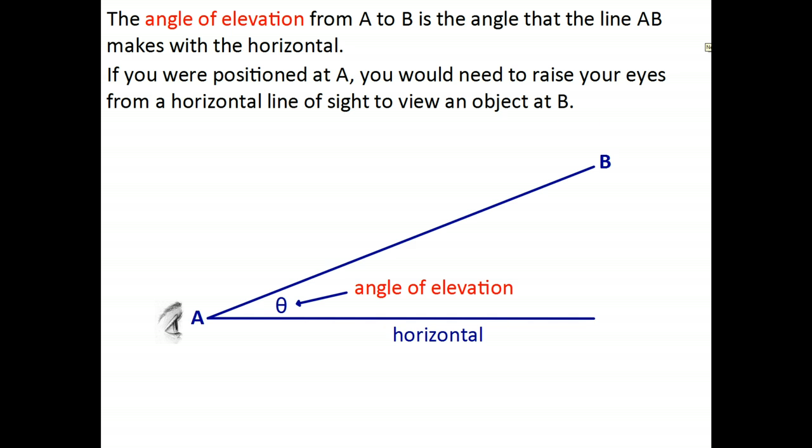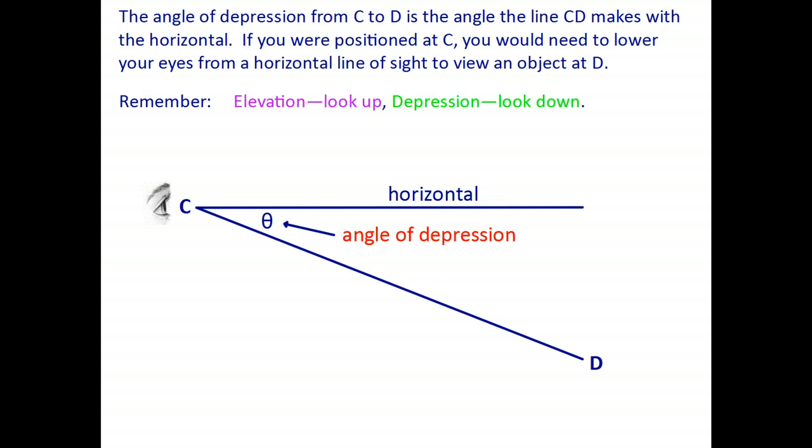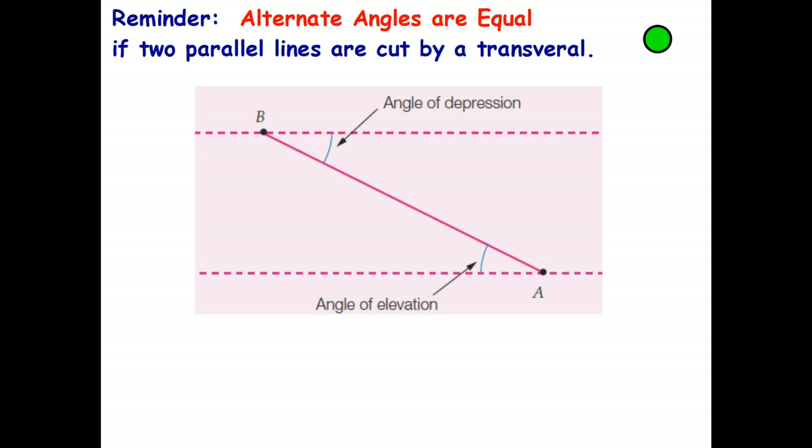And as you may have guessed, the angle of depression is looking from the horizontal, looking down at an object. So here you are at point C. The object you're looking at is down at point D, and that angle in there, measured from the horizontal, is the angle of depression. So angle of elevation looking up, angle of depression looking down.